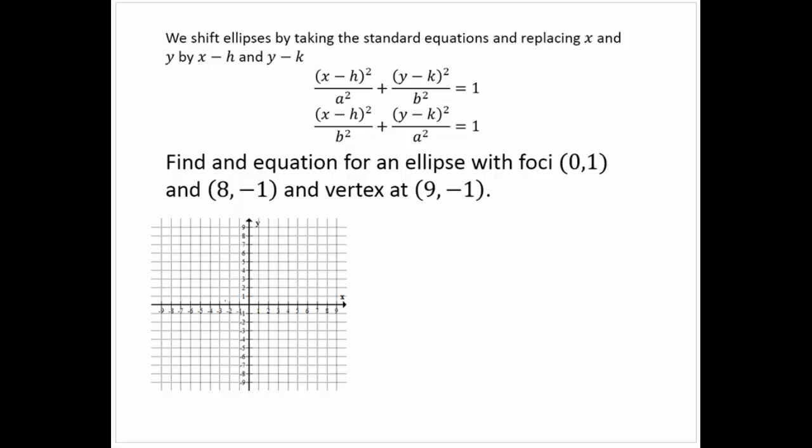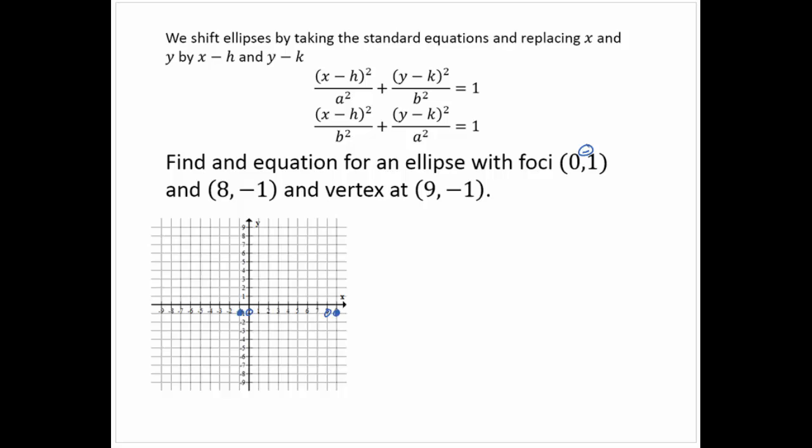Alright, so let's see, I've got foci at 0, sorry, that should read 0, negative 1. Foci at 0, negative 1, and 8, negative 1, and a vertex at 9, negative 1. Well, if I've got a vertex at 9, negative 1, then the other vertex should be at negative 1, negative 1, just by the symmetry of the curve.